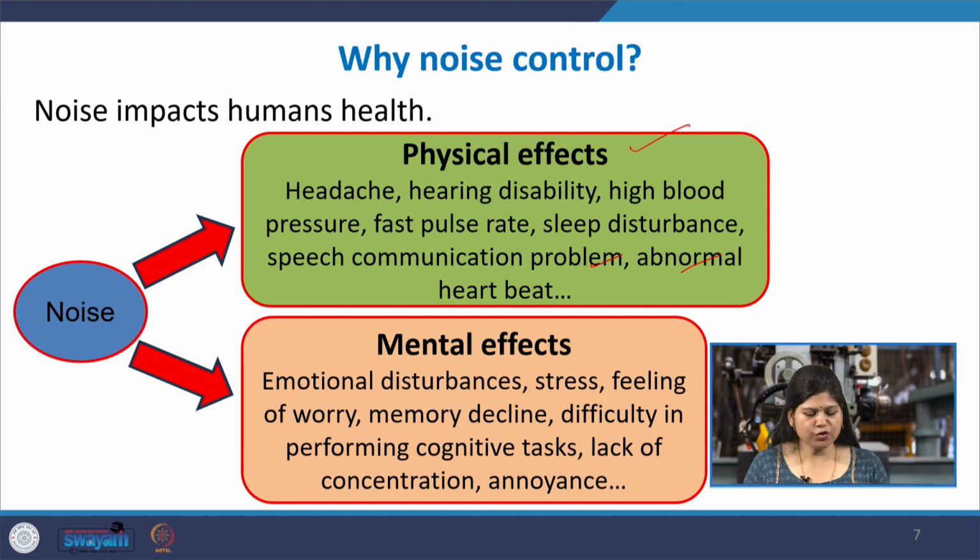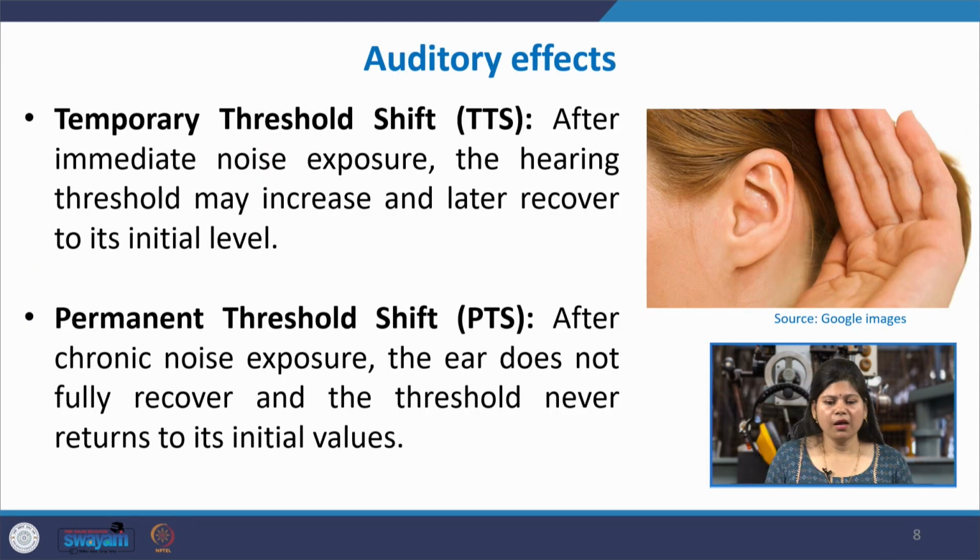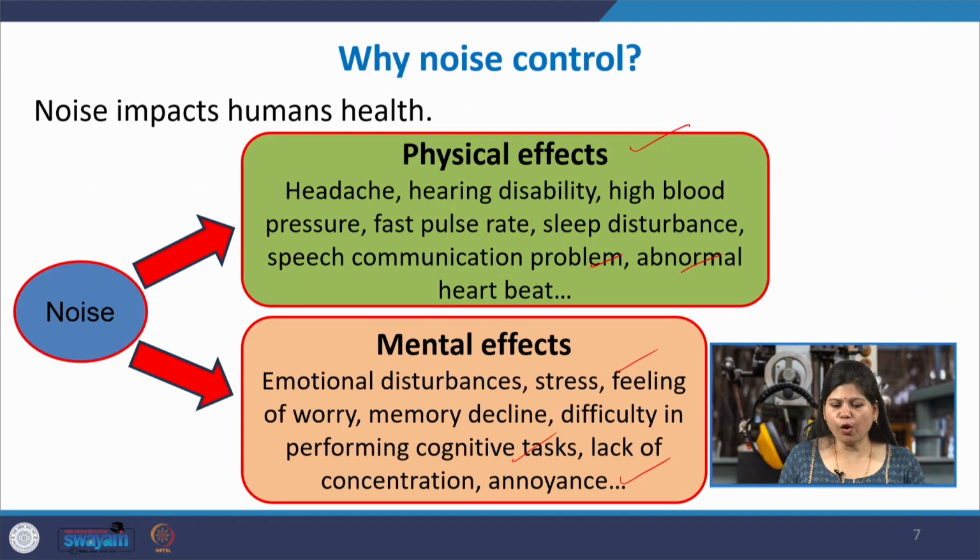Then mental effects, you have emotional disturbance, stress, worry, memory decline, difficulty to perform cognitive tasks, lack of concentration, annoyance, various kinds of mental effects as well. Okay, so let us study some of the auditory effects within this. This is the most important one, because obviously we are hearing the sound. So, the very first organ to get impacted should be the ear itself.